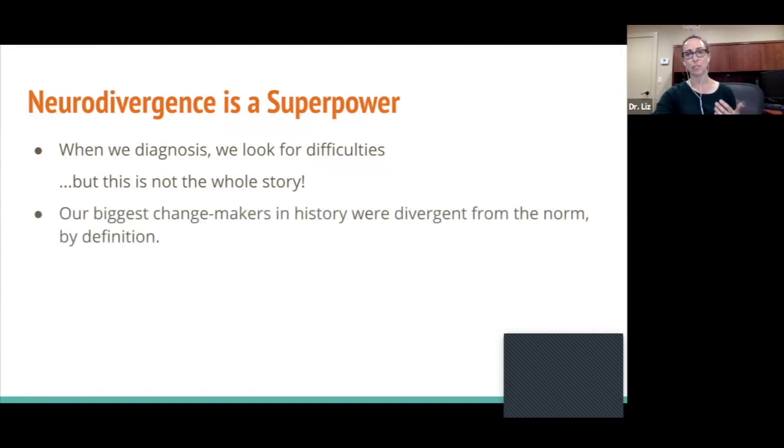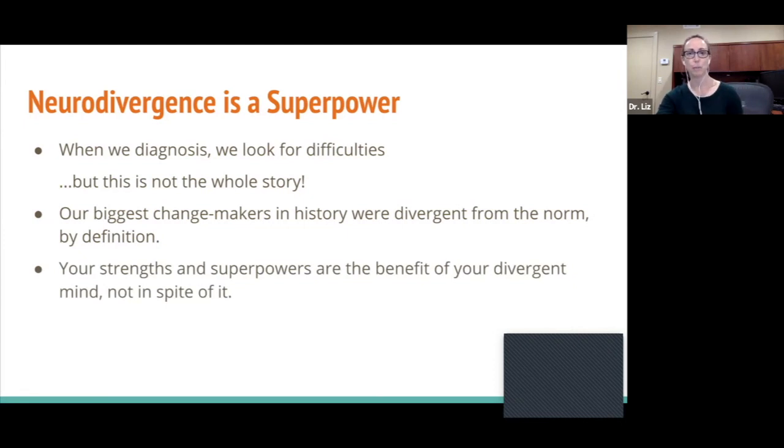Our biggest change makers in history were divergent from the norm by definition. That is a really important thing to be able to communicate to kids. Being different is really important. In fact, this concept of normal is a statistical fiction. There is nothing we can point to and say this is a normal person. These are averages that nobody actually falls right on. There's a certain amount of variation that is within the comfort zone of the world, which is how the world was designed. And then there are those of us who are truly divergent from that sphere. But these are the people who drive the world forward, who bring new ideas, who think differently, who are not thinking the way that most people are. And so this is how change happens.